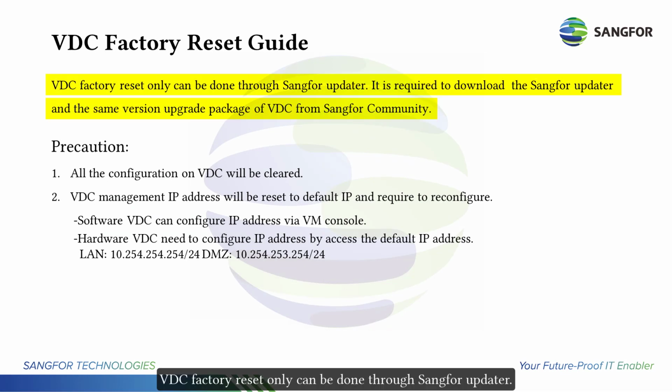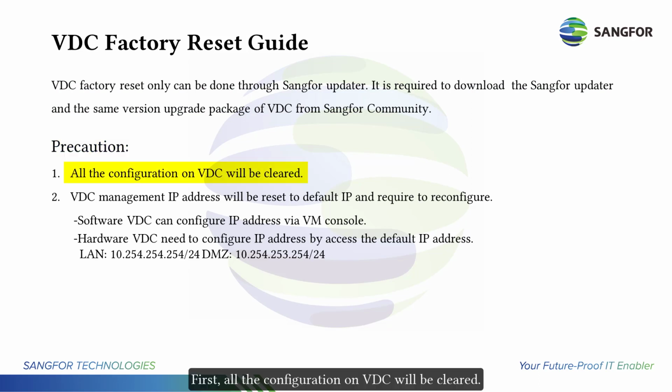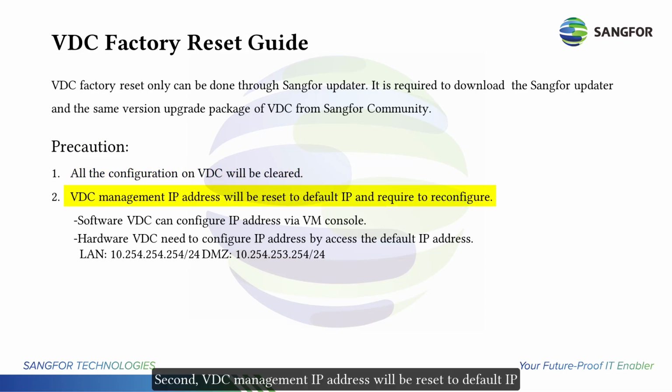VDC factory reset can only be done through Sangfor Updater. It is required to download the Sangfor Updater and the same version upgrade package of VDC from the Sangfor community. There are several precautions. First, all the configuration on VDC will be cleared. Second, the VDC management IP address will be reset to the default IP and you are required to reconfigure it.